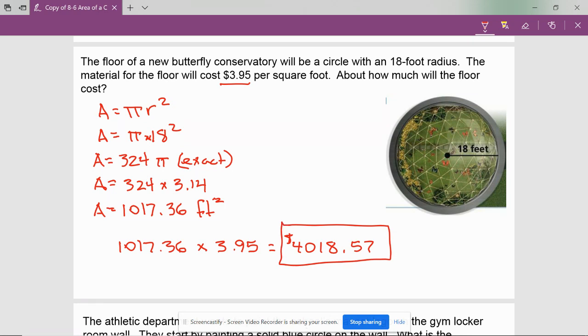So hopefully that makes sense. Make sure you do all your steps of what they're asking you. They're just not asking you for the area of the circle. They're asking you because they want to figure out what your building cost would be to put your material for your floor. So we figure out our area, and then we multiply that by the number that's per square foot for our material.